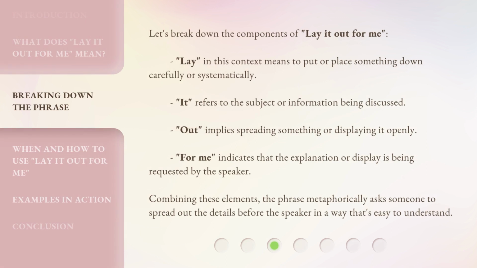Let's break down the components of "lay it out for me." "Lay," in this context, means to put or place something down carefully or systematically. "It" refers to the subject or information being discussed. "Out" implies spreading something or displaying it openly. "For me" indicates that the explanation or display is being requested by the speaker. Combining these elements, the phrase metaphorically asks someone to spread out the details before the speaker in a way that's easy to understand.